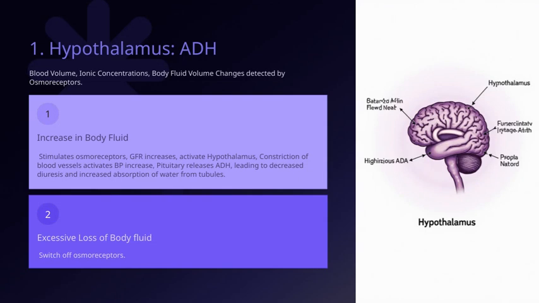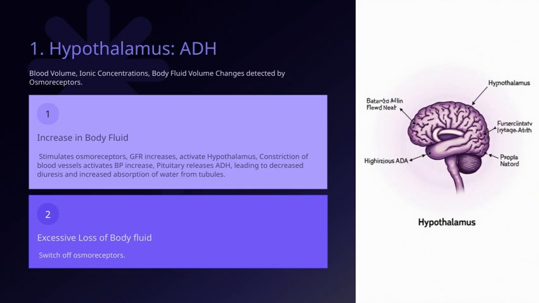When the body experiences excessive loss of fluid, the osmoreceptors are initially switched off. But as this loss continues, it triggers a series of responses. The osmoreceptors get stimulated, which leads to an increase in the glomerular filtration rate, or GFR. This activates the hypothalamus, and as a result, blood vessels constrict, causing an increase in blood pressure. At the same time, the pituitary gland releases antidiuretic hormone, ADH. This hormone plays a crucial role because it reduces diuresis, meaning less urine is produced, and it promotes the reabsorption of water from the tubules back into the bloodstream.